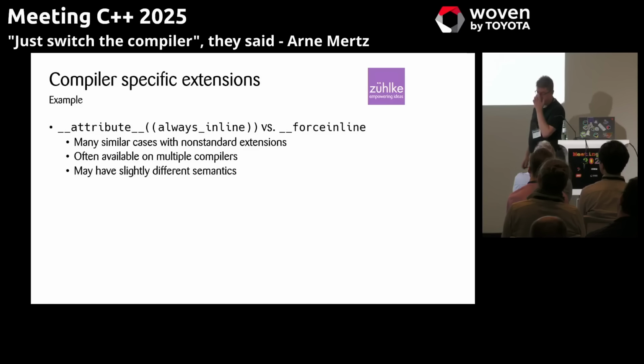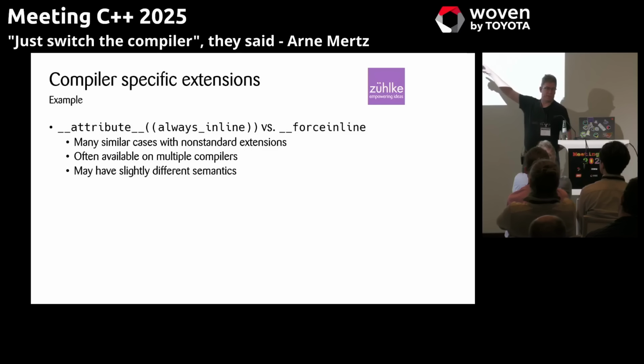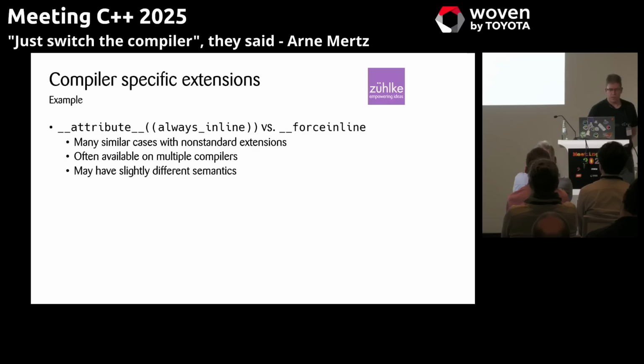So sometimes you're using compiler-specific extensions. They may be in your code base. For example, you want to always inline some functions that are performance sensitive. Attribute always inline is in GCC. Force inline is MSVC. Clang understands both. There are lots of cases like this. Non-standard extensions, compiler intrinsics that you will be calling.